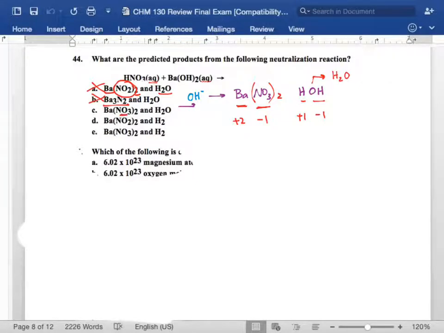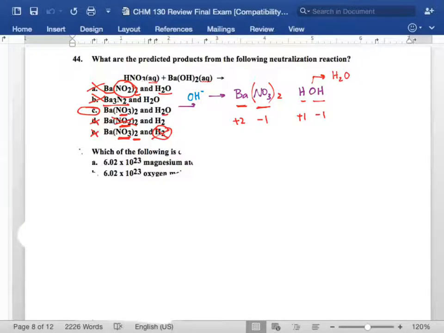The next one does have nitrite, 2 of them, and water. That looks pretty good, but I got nitrite again. That's bad. The last one gives me the nitrate and 2, but now it just says H2. Okay? Where did the oxygen go? That one's wrong. So C ends up being the answer.